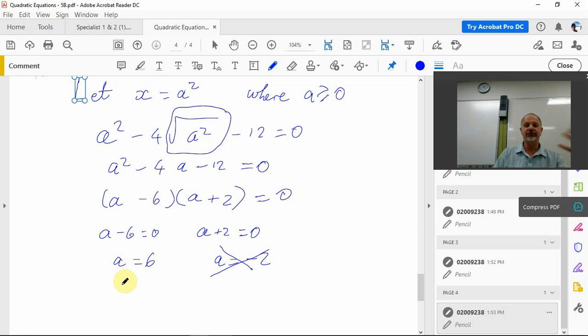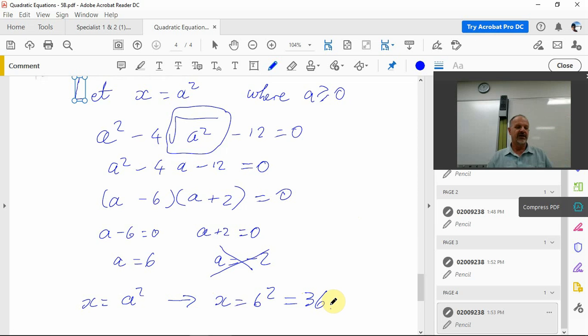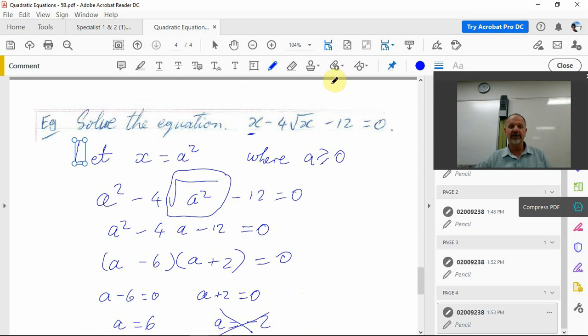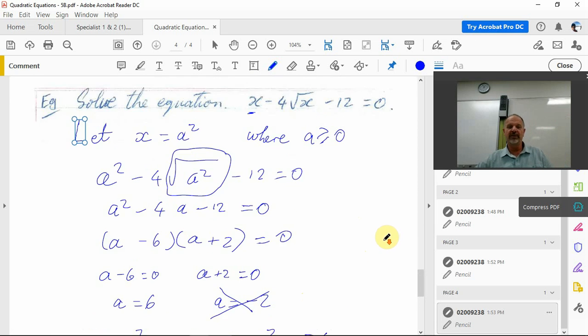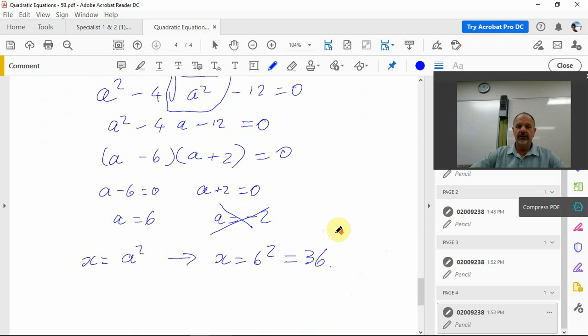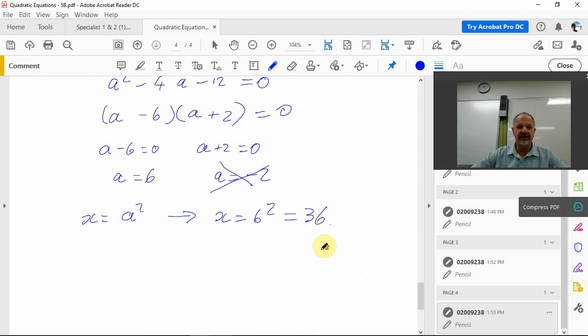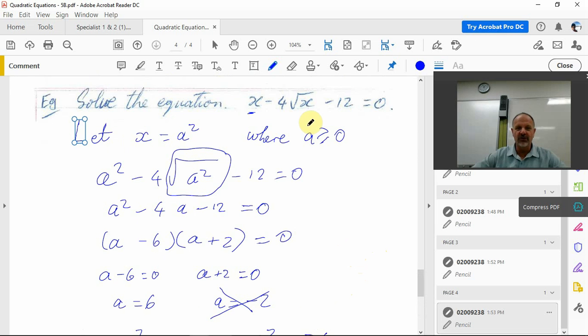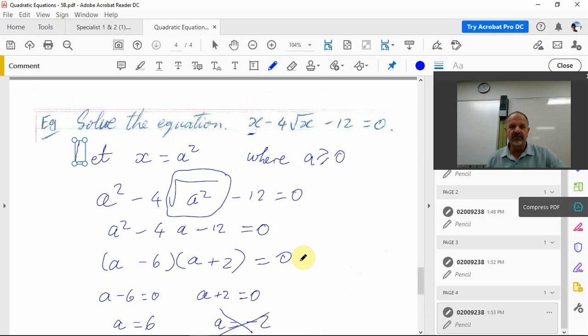Now remember, we introduced a to help us solve the problem, and what we know is that x is equal to a squared. So that means x is equal to 6 squared, which is 36. So that sum there will be equal to 0 when x is equal to 36. And again, as I said, that's another different kind of thinking in the way to solve that. So if you need some more clarification, give me a yell and I'll give you help.